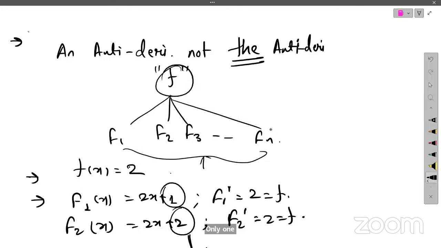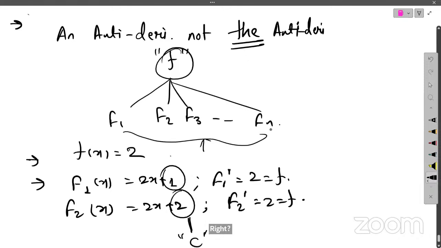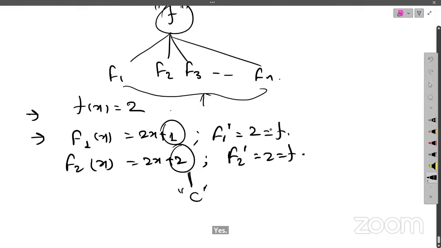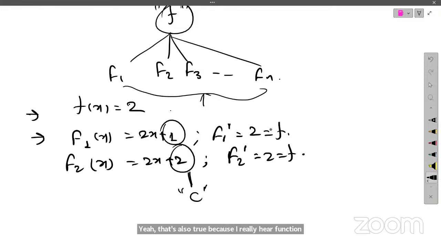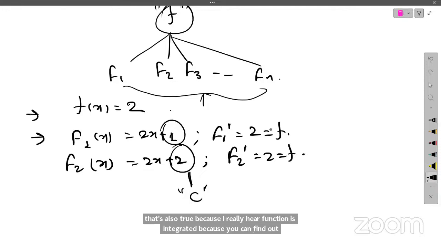Ma'am, is Madhav's statement right, that every linear function is an antiderivative of each other? Okay, ma'am. Yeah, that's also true because every linear function has an antiderivative, because you can find a function.